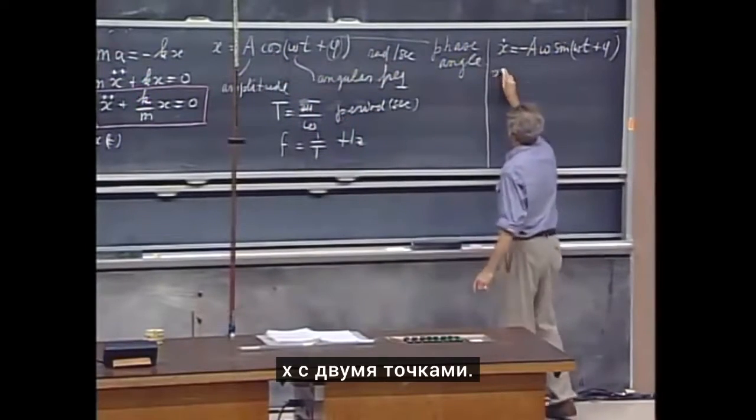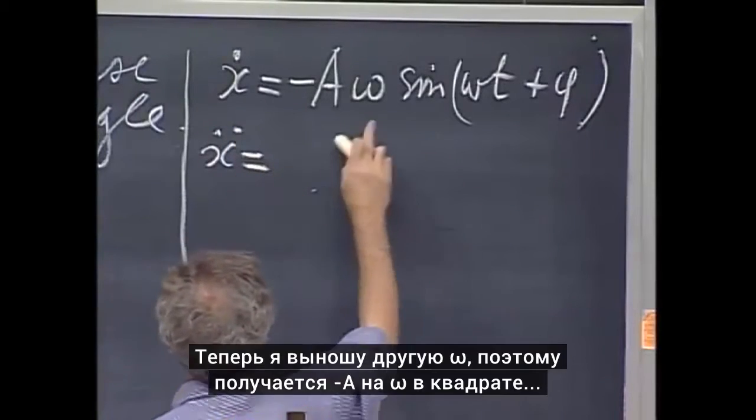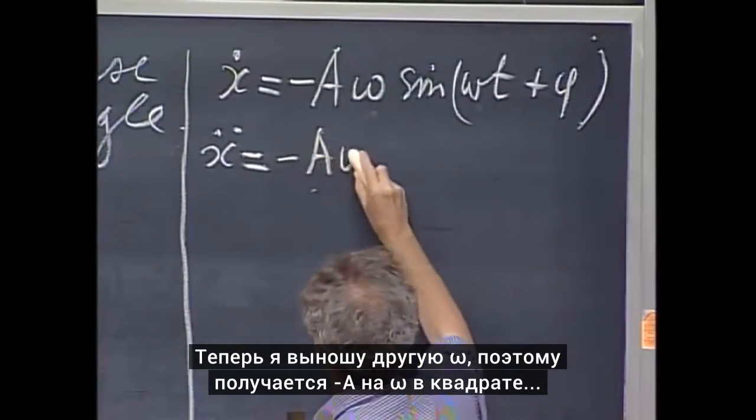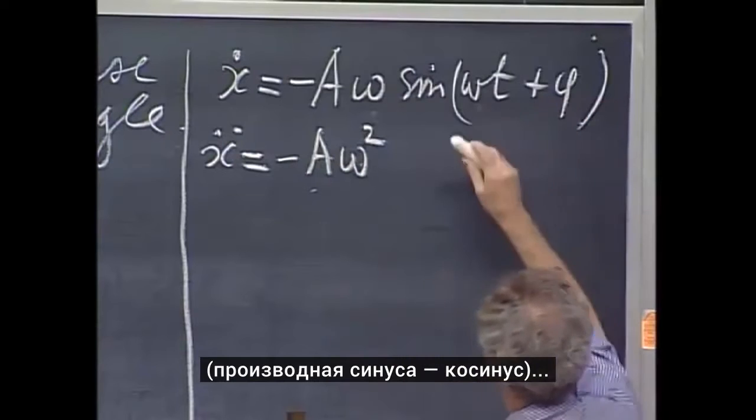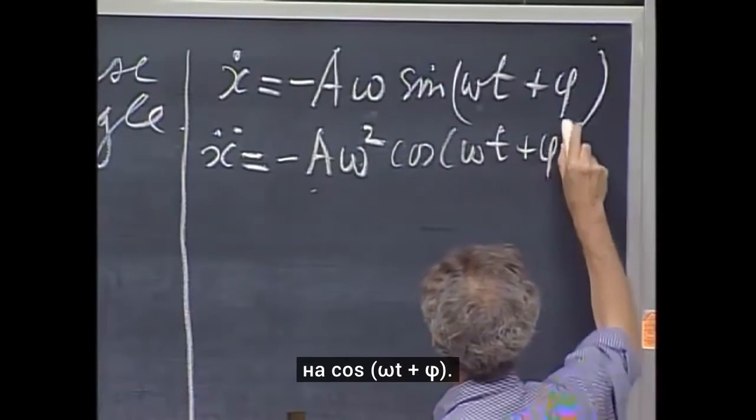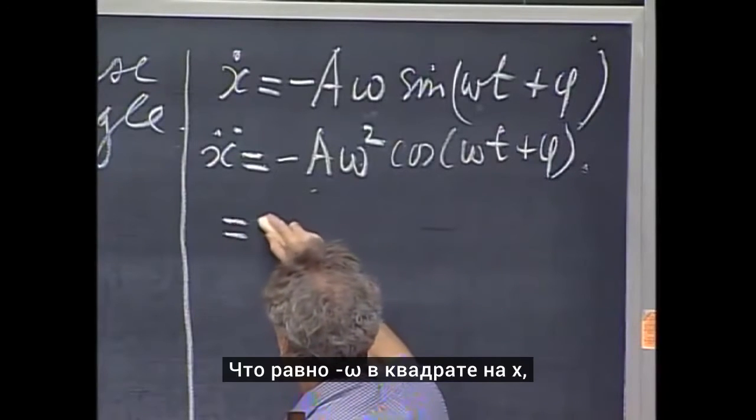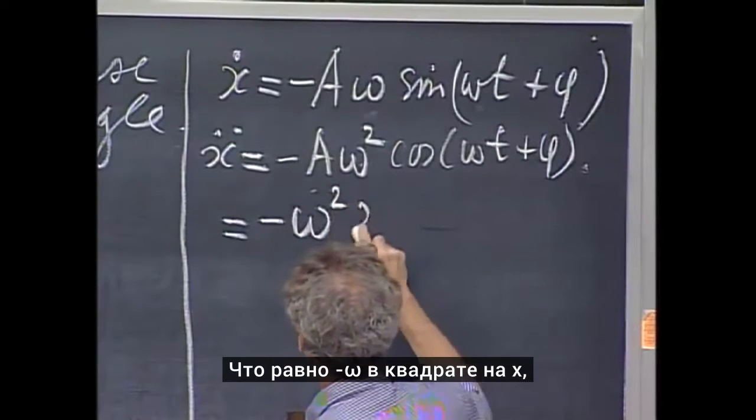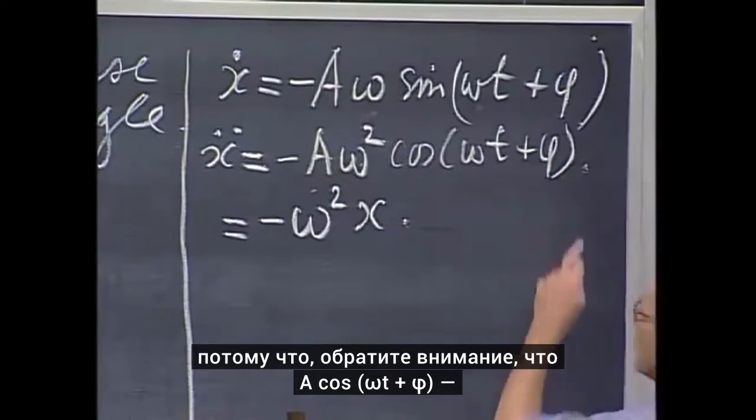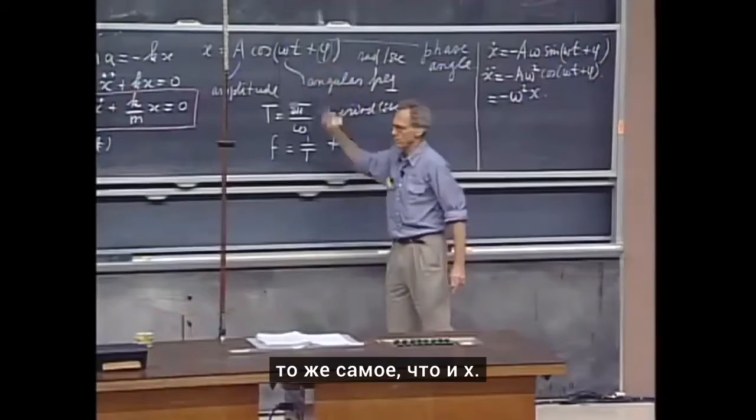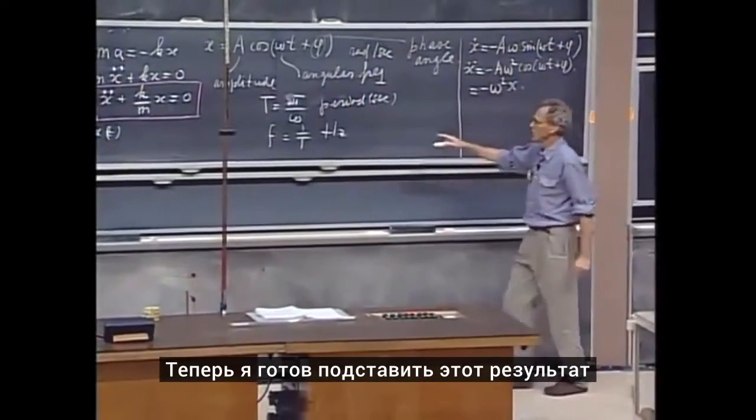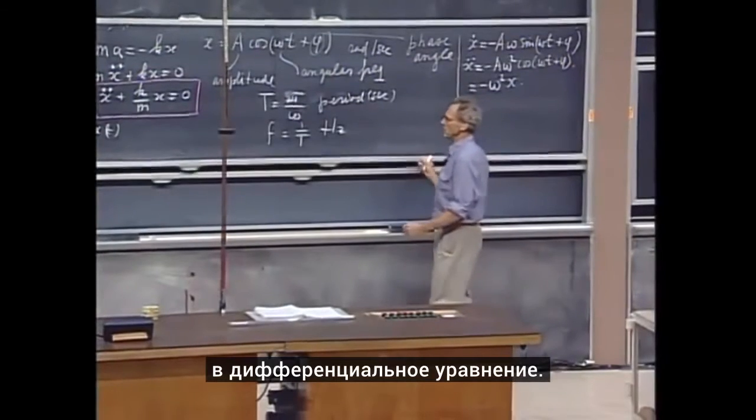X double dot. Now I get another omega out, so I get minus A omega squared. The derivative of the sine is the cosine, cosine omega t plus phi. And that is also minus omega squared times x, because notice I have a cosine omega t plus phi, which itself is x. So now I'm ready to substitute this result into that differential equation.